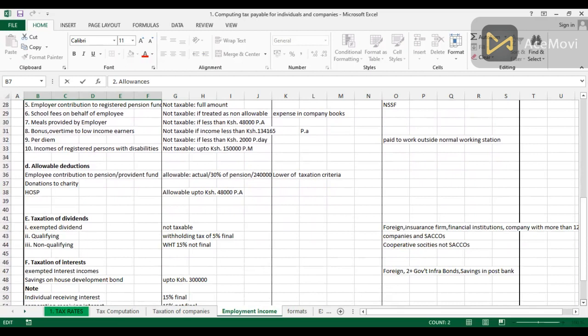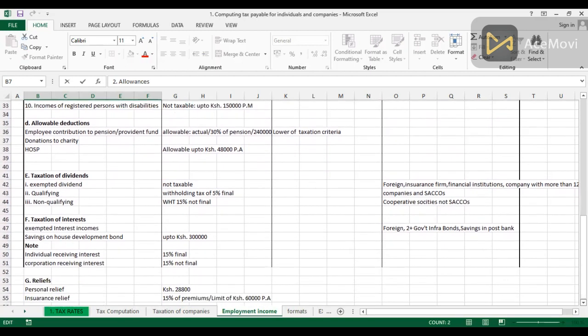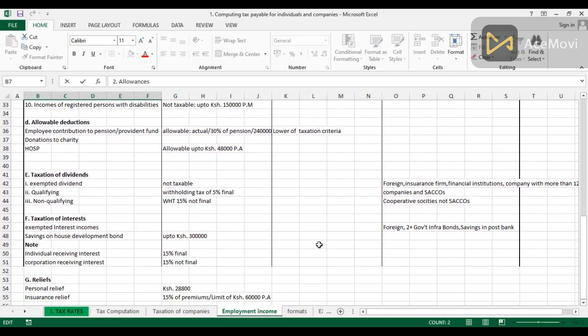So for the home ownership saving plan, it's 48,000 per annum. Then we will talk of the taxation of dividends. We have exempt dividends. These are, e.g., dividends from foreign companies, where an insurance firm has obtained dividends from investing in life assurance, the financial institution specified under the Act, and a company receiving dividends from a company that it owns more than 12.5% of the voting power.